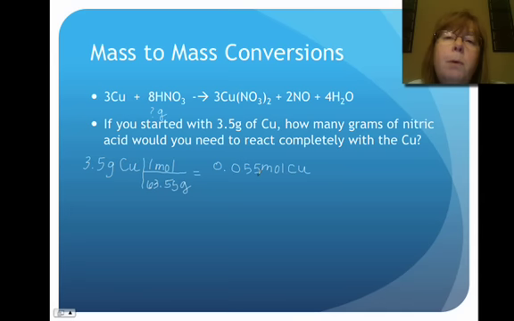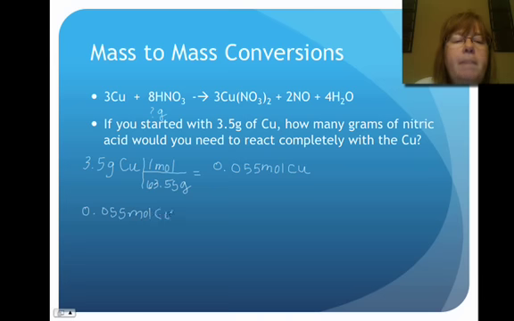Now, we're ready to do our mole-to-mole ratio because we have moles of copper, and now we have to convert to moles of nitric acid. We can't go directly from moles of copper to the grams of nitric acid. We have to change from one thing to another using their mole-to-mole ratio. So again, it's very important that you use your units. So you've got moles of copper, and we don't want moles of copper, so that's going to go down here. We want nitric acid, and so that's going to go in the numerator.